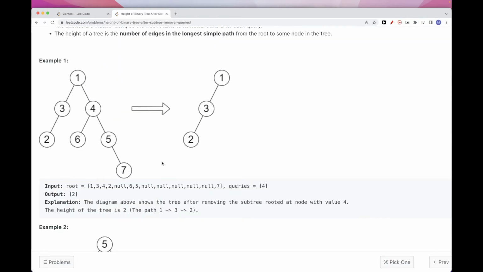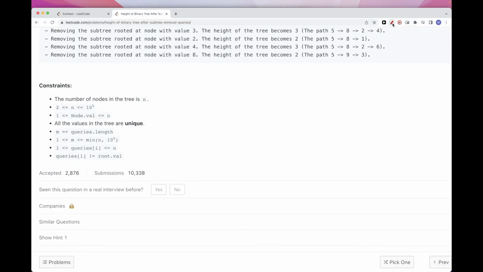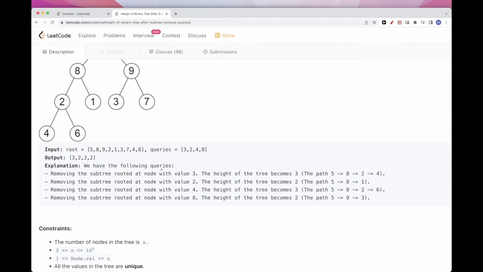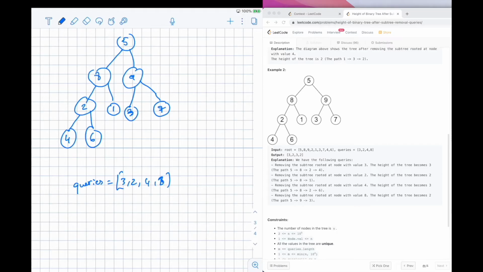Now, how do we solve it? We definitely can do a DFS each time, remove and then calculate the height. But that would be expensive because we will need to do it for each query, so O of m, and the queries are up to n, so it's up to 10 to the power of 5. And then we'll need to do a DFS to calculate the height after removing, so that would also be 10 to the power of 5. So it would be 10 to the power of 10, so that's too expensive.